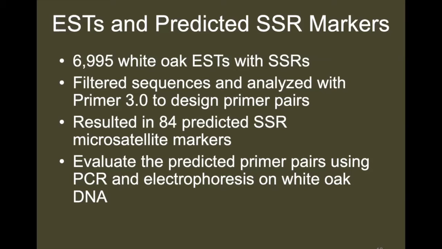Primer 3.0 sorts these ESTs by the most likely to be polymorphic, and then attempts to design primer pairs flanking both ends of those repeating regions. From Primer 3.0, we resulted in 84 predicted simple sequence repeat microsatellite markers. Our next step was to evaluate the predicted primer pairs using PCR and electrophoresis on the white oak DNA.